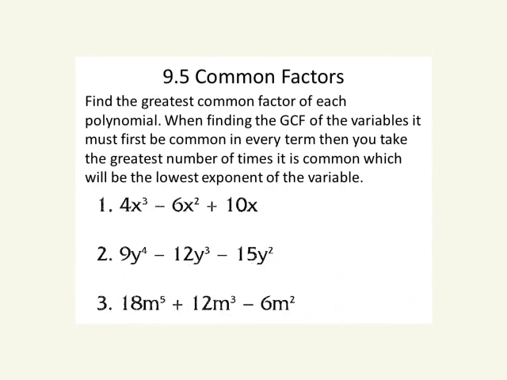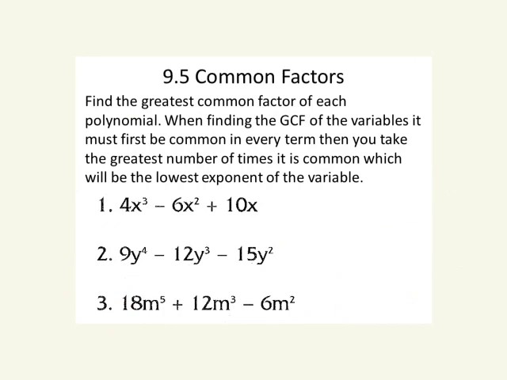Now, if we're looking at common factors when we're dealing with variables, when finding the GCF of variables, it must first be common in every term. Then you take the greatest number of times it is common, which will be the lowest exponent of the variable.